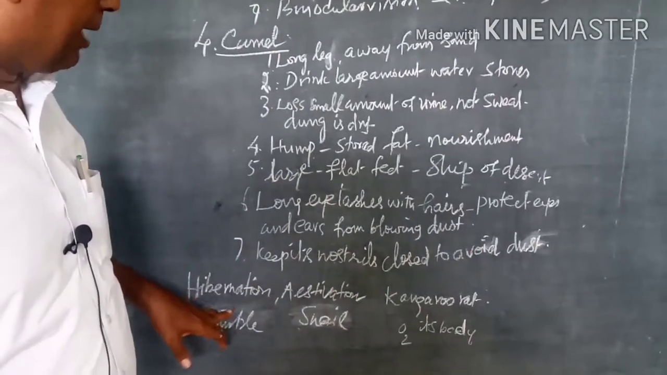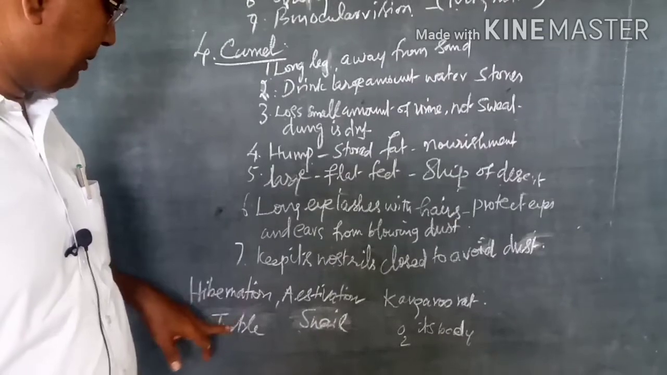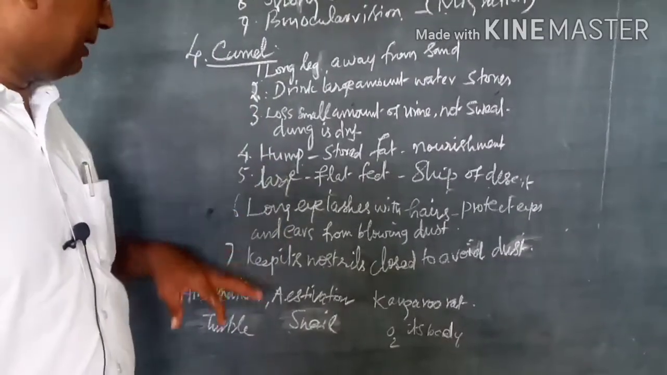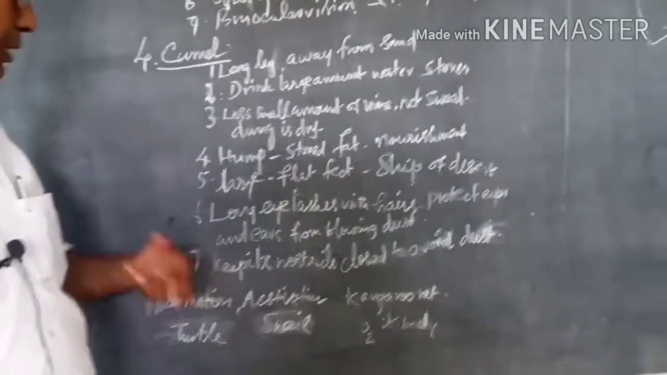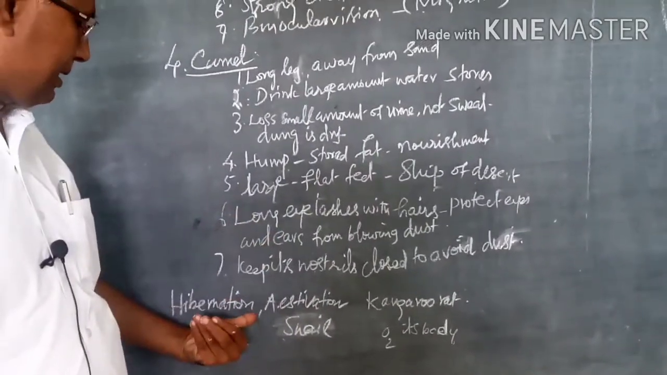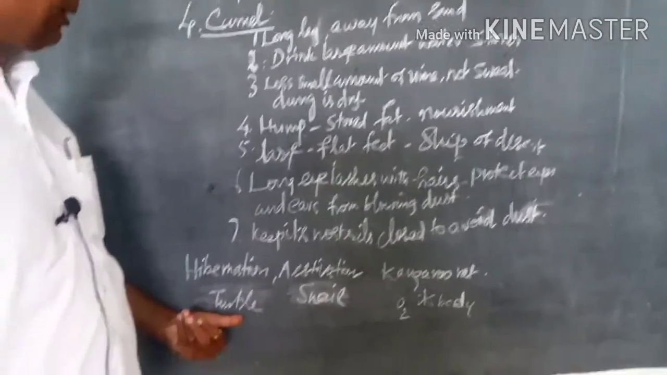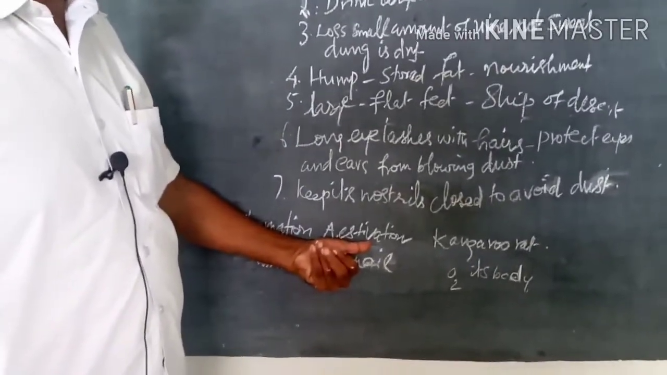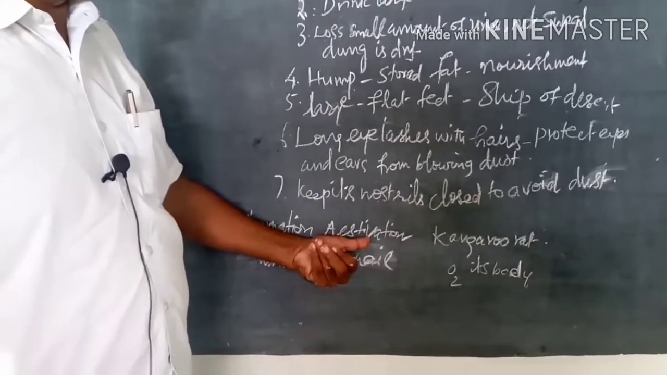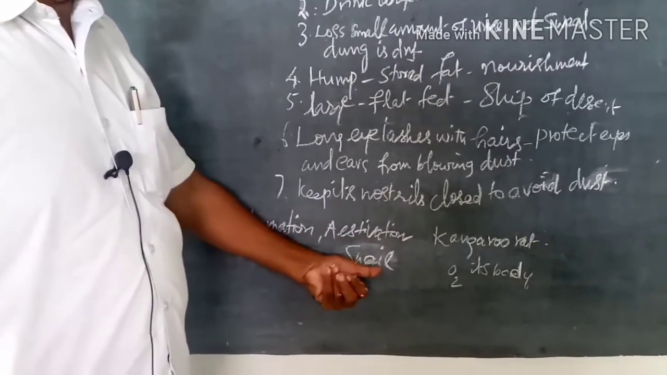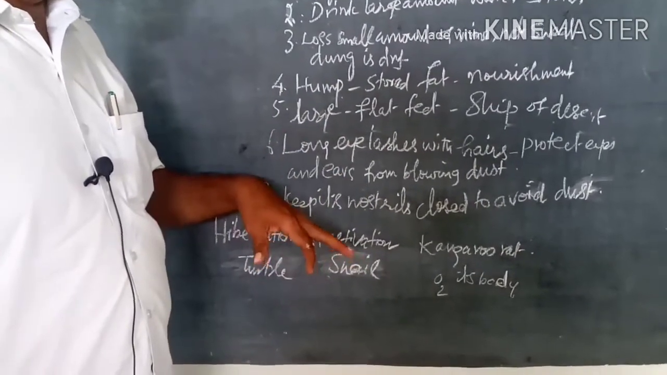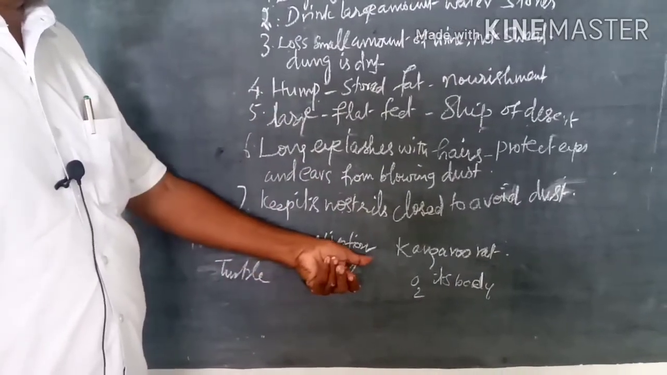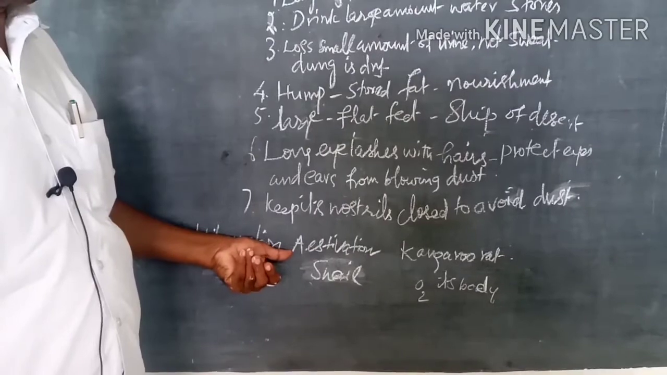What is called hibernation? Hibernation means winter sleep. When an animal is in a dormant condition during winter, we call it hibernation. Example, turtle. Estivation means summer sleep. Example, snail. During summer, to overcome the summer drought condition, they remain dormant.